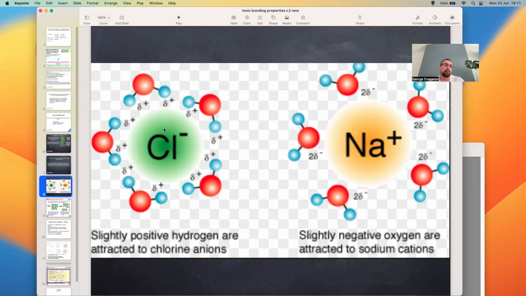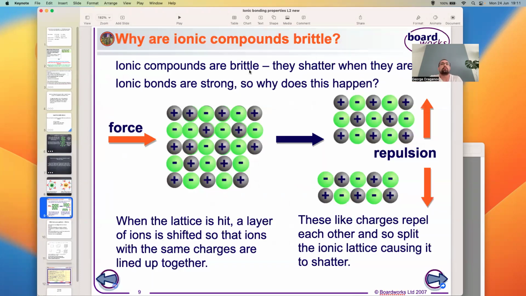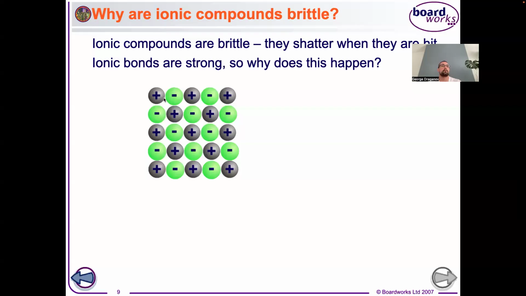There's one final property, which again is a bit of an extension. Why are ionic compounds brittle? Well, brittle means when hit at a particular angle, they shatter. That's because if you apply a force to an ionic compound, you see how they're nicely plus, minus, plus, minus. No, sorry, incorrect. They should be alternating. Let's have a look. This is correct. Plus, minus, minus, plus, and so on. They're all opposite charge and attracted.